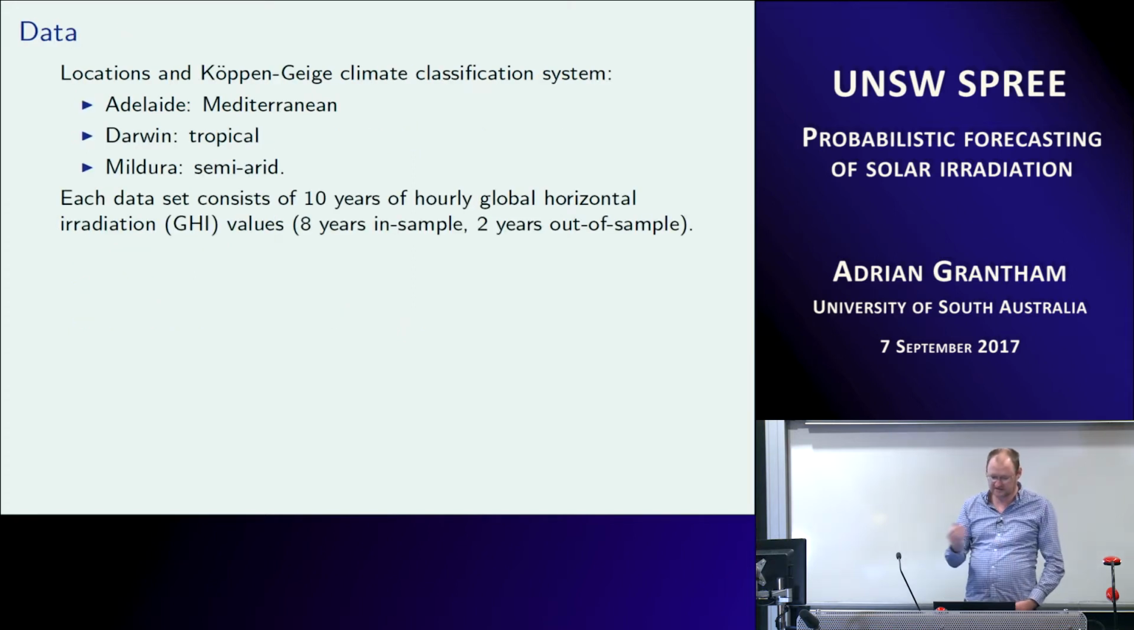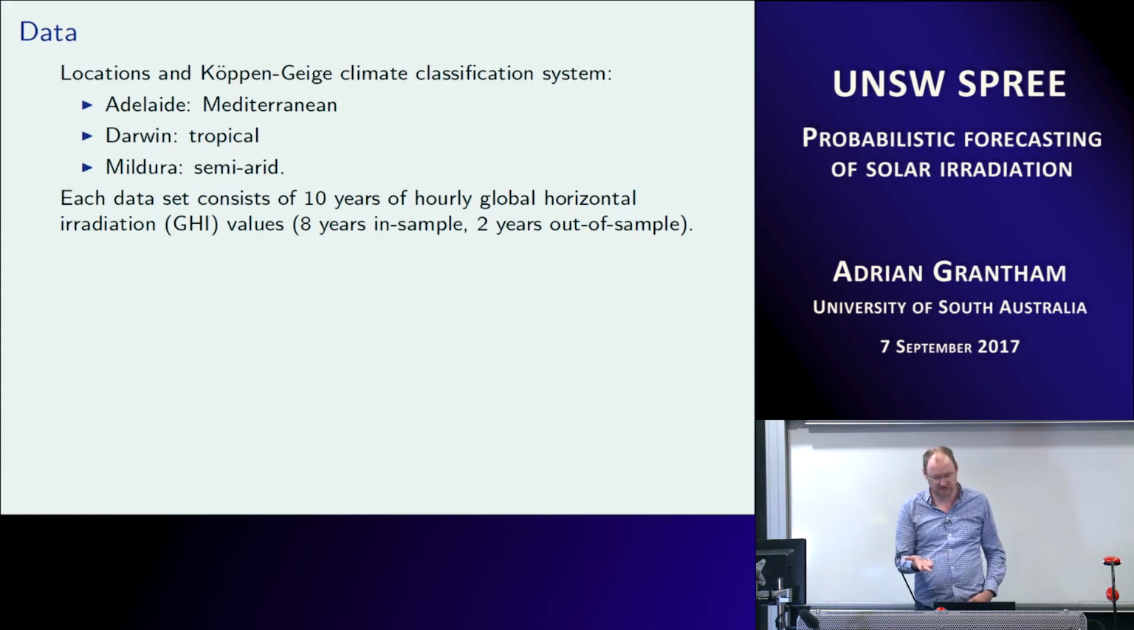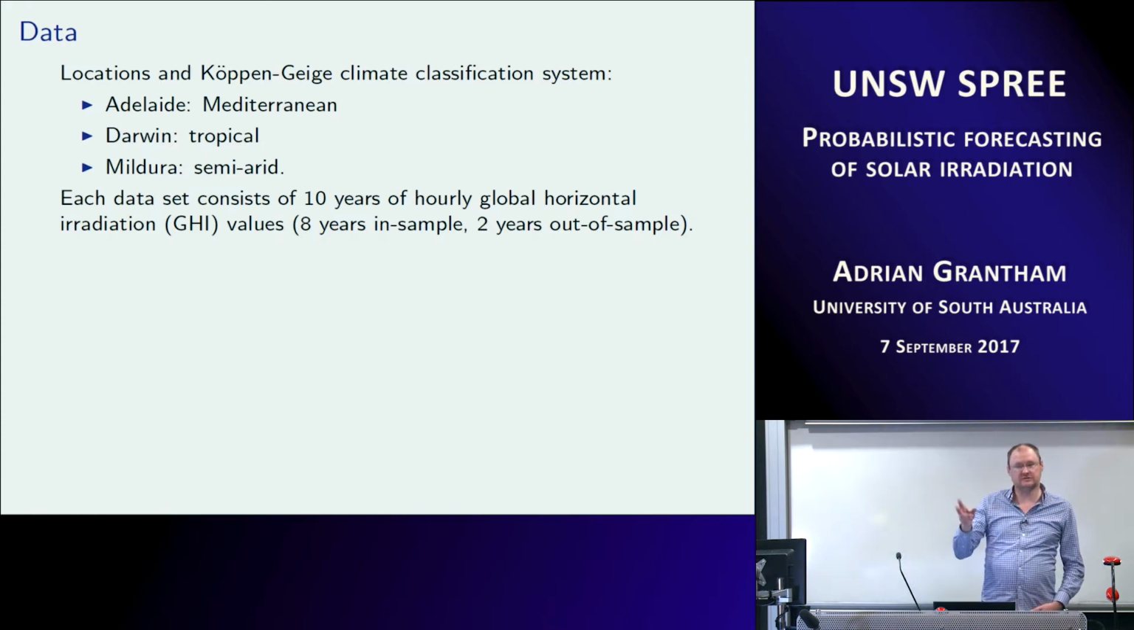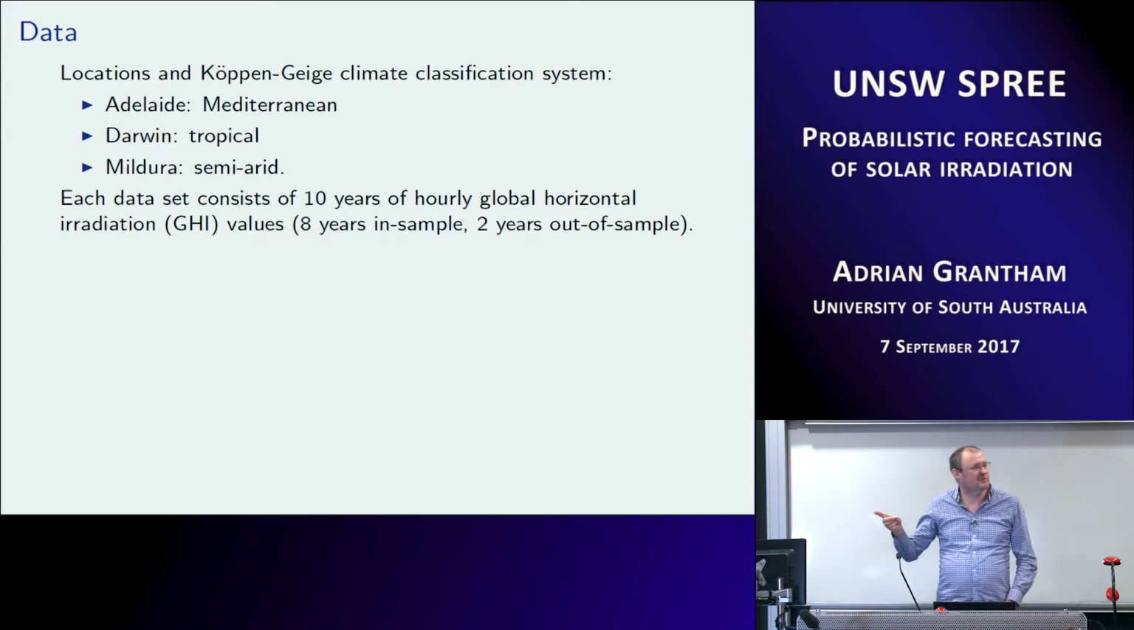So we had access to 10 years of data from 3 locations in Australia. Two of them were in South Australia, Adelaide, Darwin and Mildura. We chose those 3 because they have 3 distinct climate types, and that allows us to test the robustness of our method against different kinds of climate.